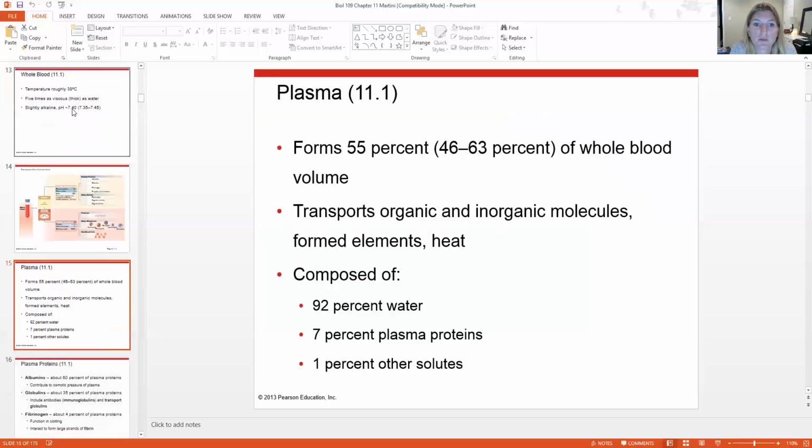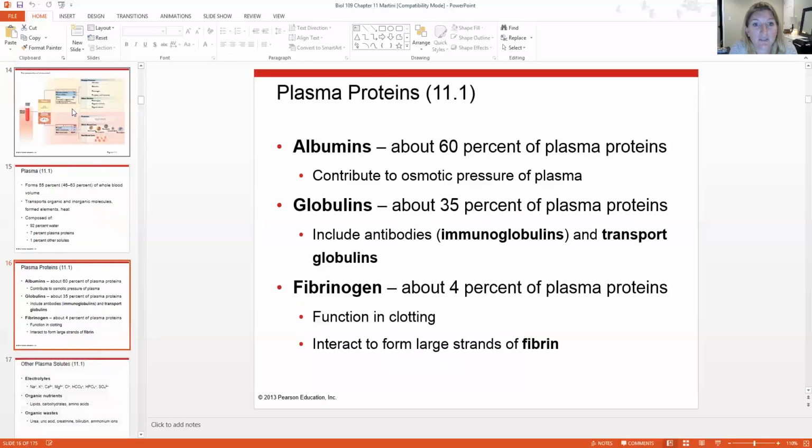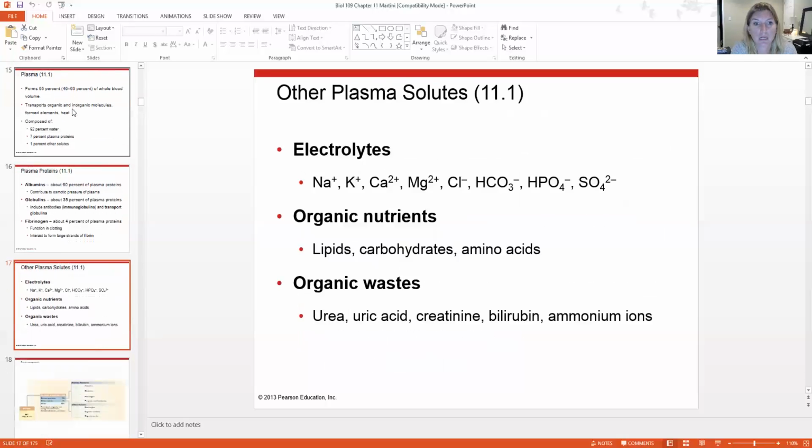Our plasma is the majority of blood, a little bit more than half, 55%, and transports all of the organic and inorganic molecules, the formed elements, as well as heat energy. It's composed of mostly water, has some plasma proteins and other solutes inside of it. Those plasma proteins are things like albumins, globulins, which include our antibodies and transport proteins. Also fibrinogen, which is used for clotting. It forms strands of fibrin, which is that kind of tough, thick, strandy stuff that makes up our blood clots.